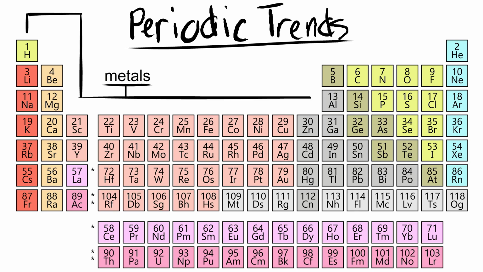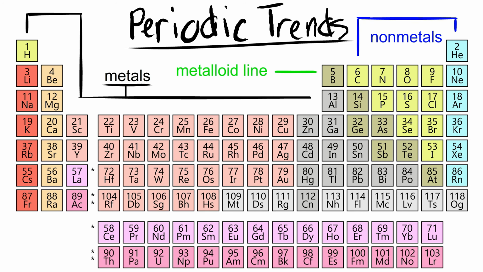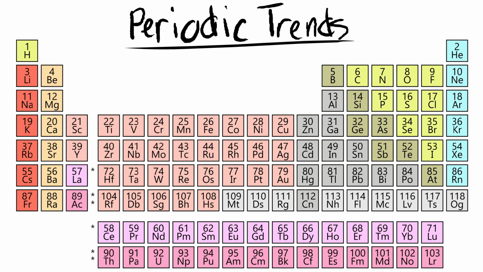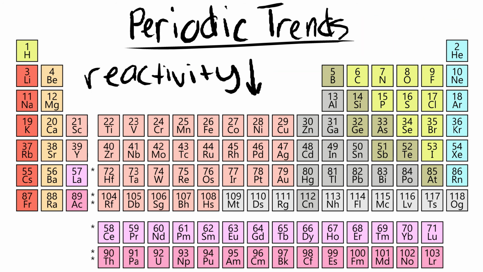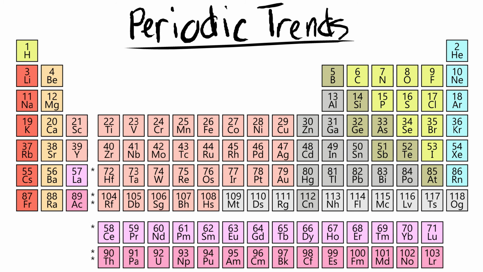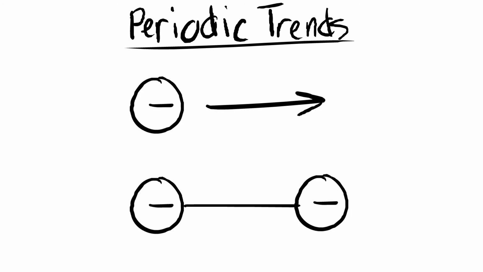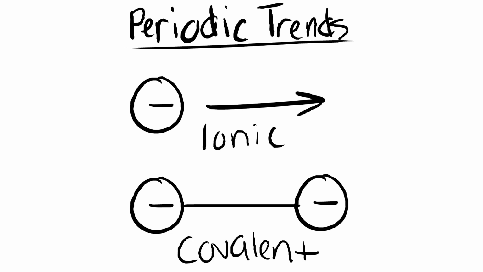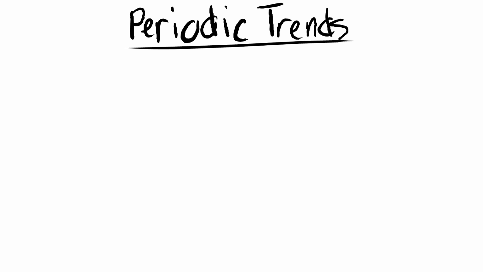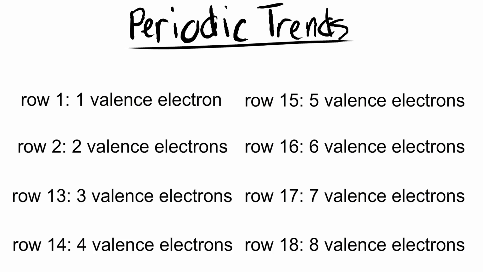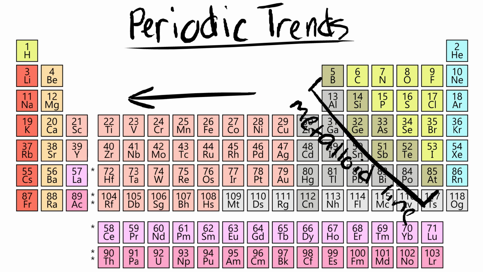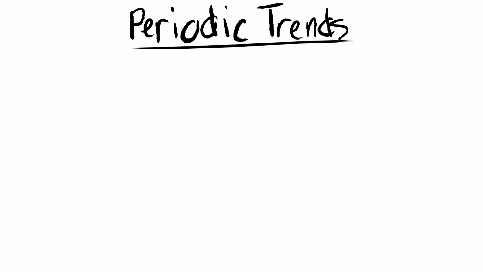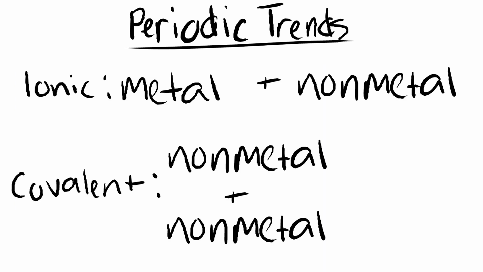Periodic trends affect bonding depending on what location the element is placed on the periodic table. As you go from left to right, the reactivity of the elements decreases, making it harder for atoms to transfer or share electrons to make an ionic bond or covalent bond. This is due to the amount of valence electrons the elements currently have. Any element to the left of the metalloid line is a metal, while any element to the right of the metalloid line is a nonmetal. This determines whether or not atoms will form ionic bonds or covalent bonds.